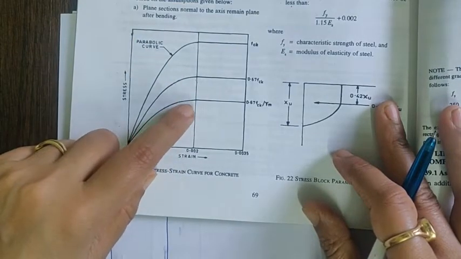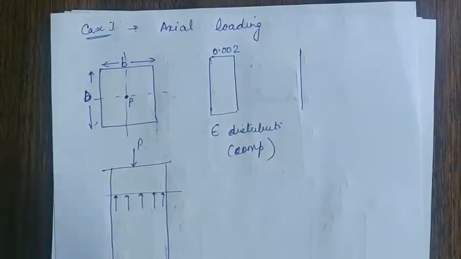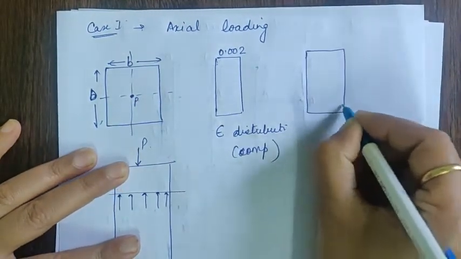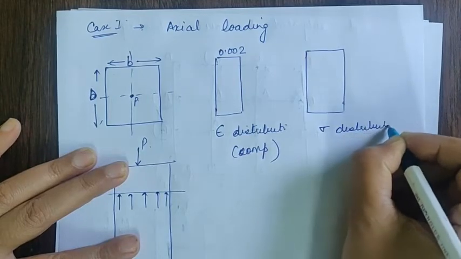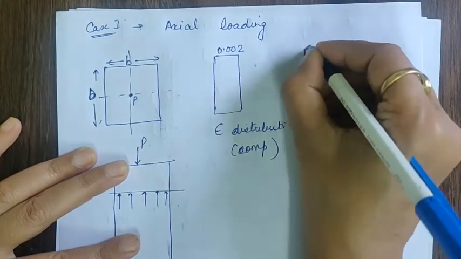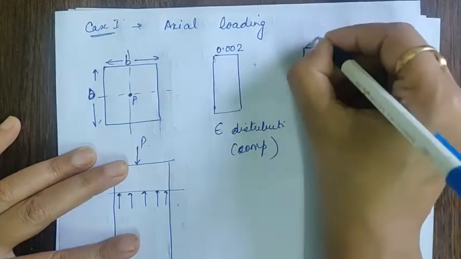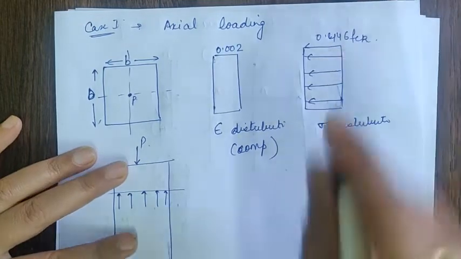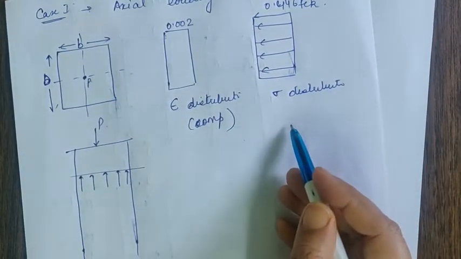Is it okay? So the stress distribution is 0.446 FCK. What we are saying is, corresponding to this, the stress distribution is all compressive and the maximum value is 0.446 FCK. Is it okay? And what about the neutral axis?